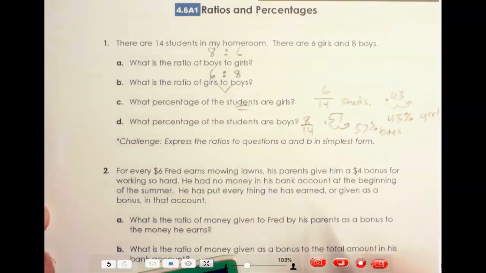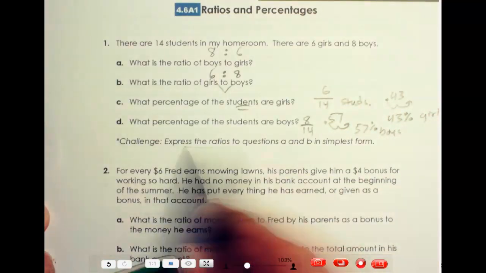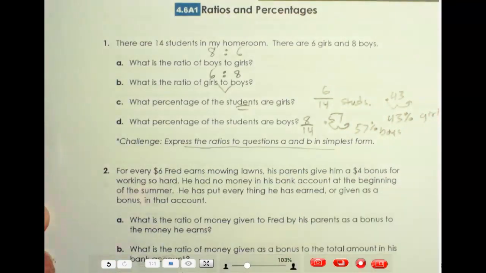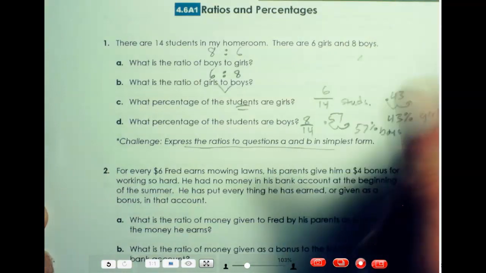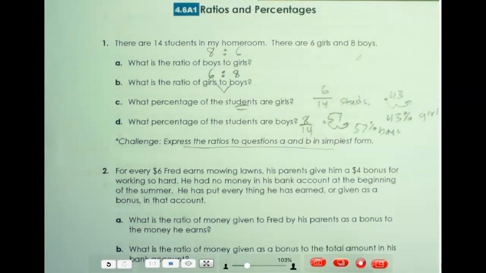Okay. Now, the last question. Express the ratios in questions A and B in simplest form. Well, that's a fine ratio, 8 to 6, but when we think about 8 to 6, sorry about that, my pencil lead is running out here.